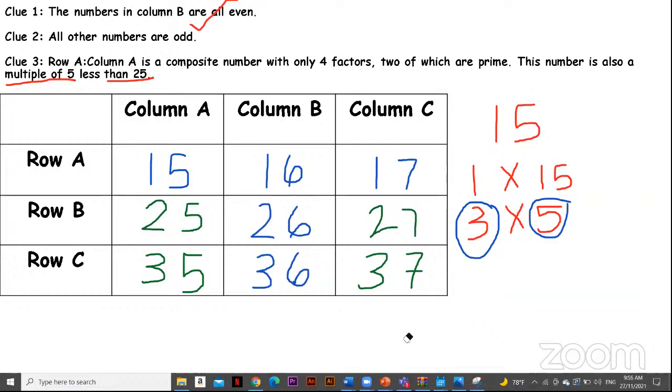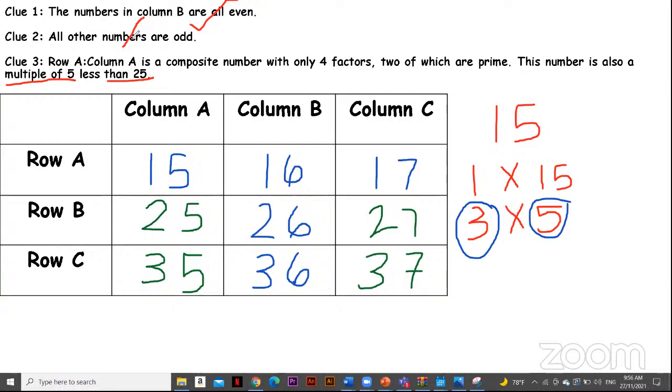All right, so let's decide, guys. Clue 2, all other numbers are odd. All right. Yes, definitely. All the other numbers are odd. 15 is odd. 25, 35, 17, 27, 37. They're all odd. So, yes.